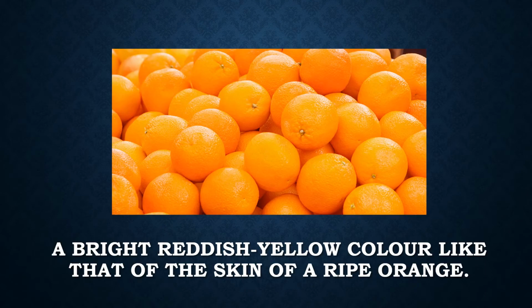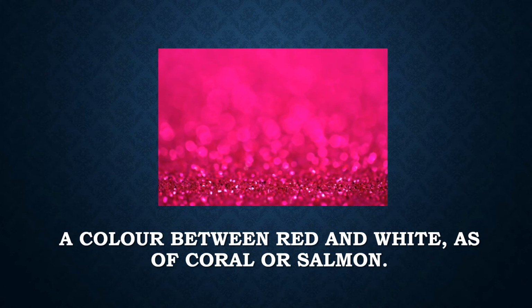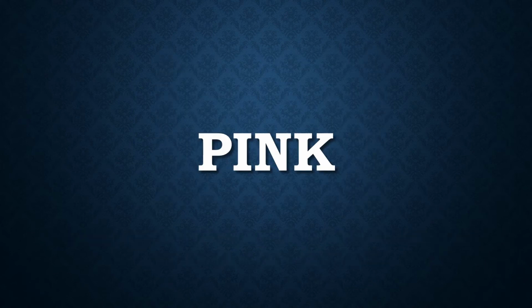A bright reddish yellow color, like that of the skin of a ripe orange. Orange. The color between red and white, as of coral or salmon. Pink.